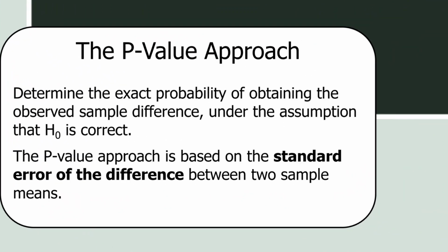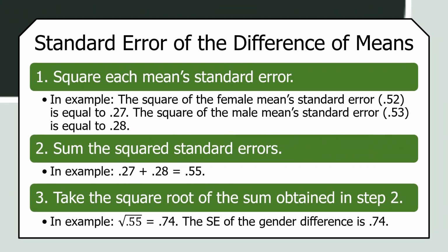Here's the process. We take the standard errors of each mean, and we square them over here. So the female mean, 0.52 is the standard error. We square it, 0.27. The male mean, the standard error is 0.53. We square that, we get 0.28. We add those two numbers, we sum them, get 0.55, and then we derive the square root of this 0.55 and arrive at the standard error of the mean difference, which is 0.74.